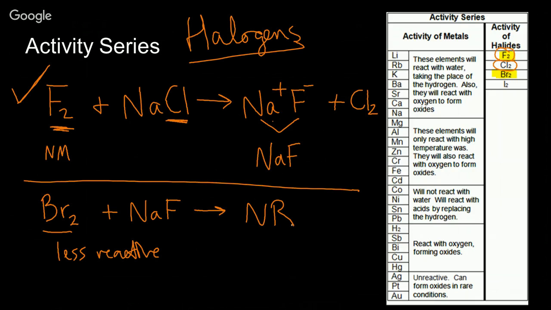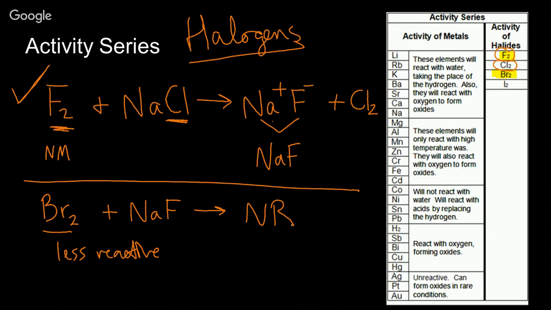Okay, so this is the activity series. Activity series of metals is just between the two metals, and activity of halides is just when we have the halides. This chart is available at the back of your course pack on the inside back cover.